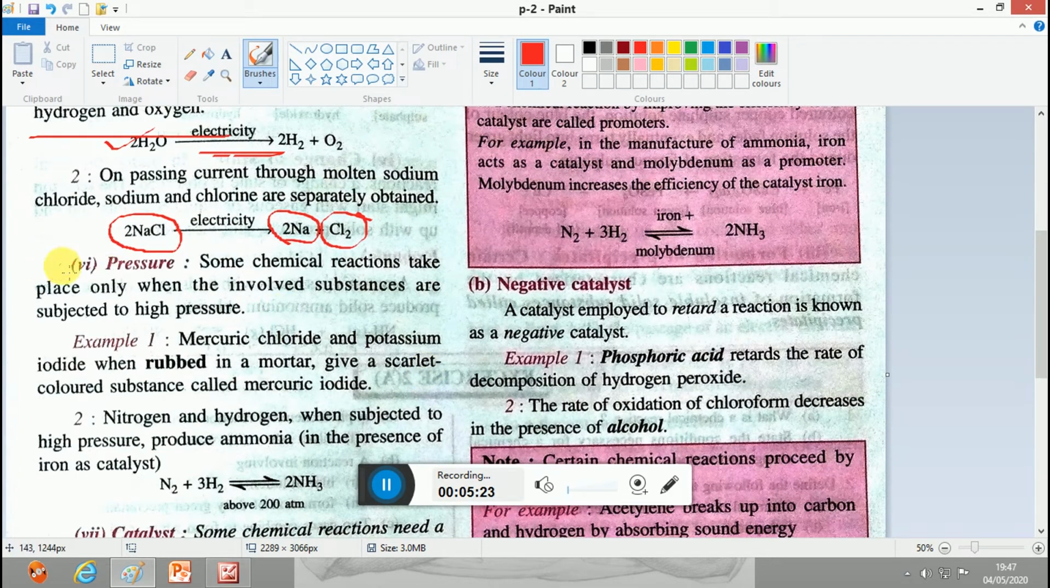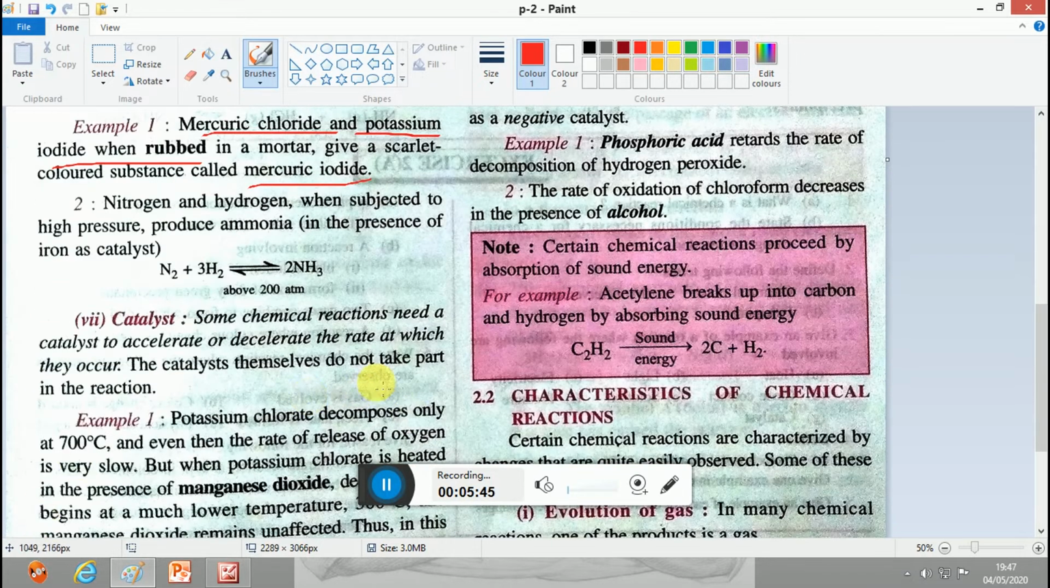Sometimes pressure is required for successful chemical reactions, and this pressure brings the reactants closer so that there should be an effective collision. Now mercuric chloride and potassium iodide, when rubbed, will give mercuric iodide. Nitrogen and hydrogen produce ammonia gas only in presence of pressure in the Haber process.